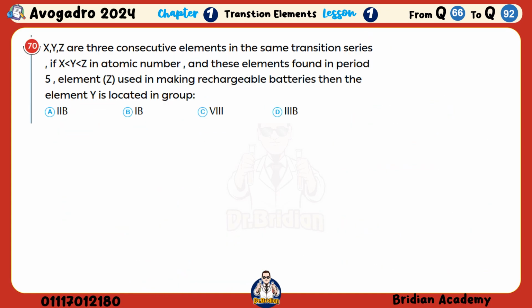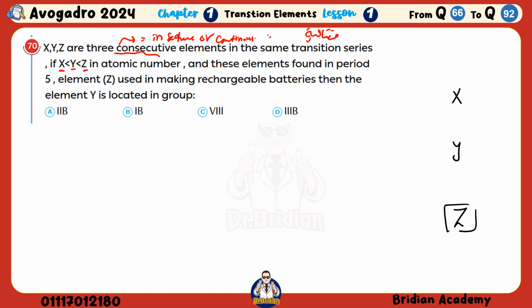X, Y, and Z are three consecutive elements in the same transition series. The word consecutive means in sequence, or continuous, one after the other. If X is less than Y is less than Z in atomic number, you should take that sequence into consideration. We will make it as he mentioned in the question: the least one is X, then Y, then the highest one will be Z.